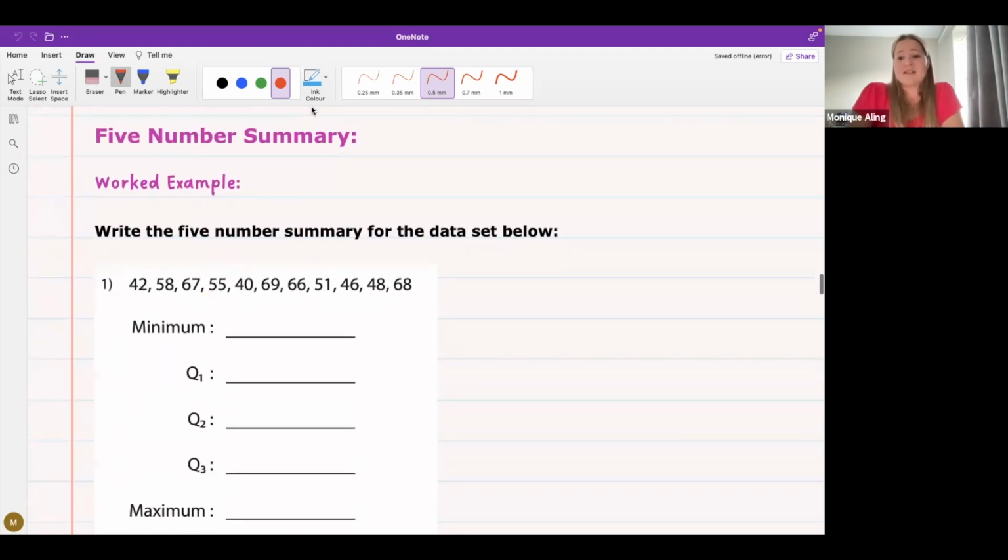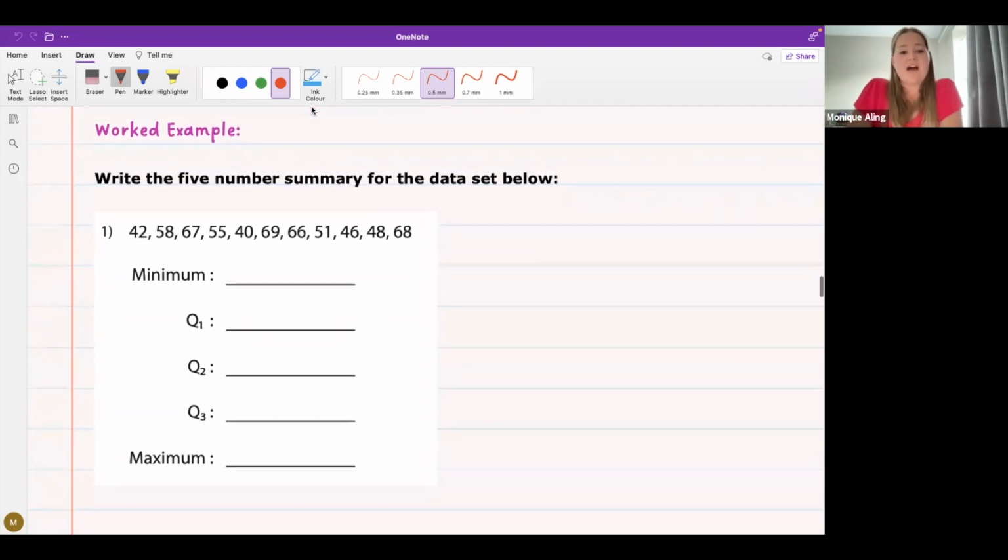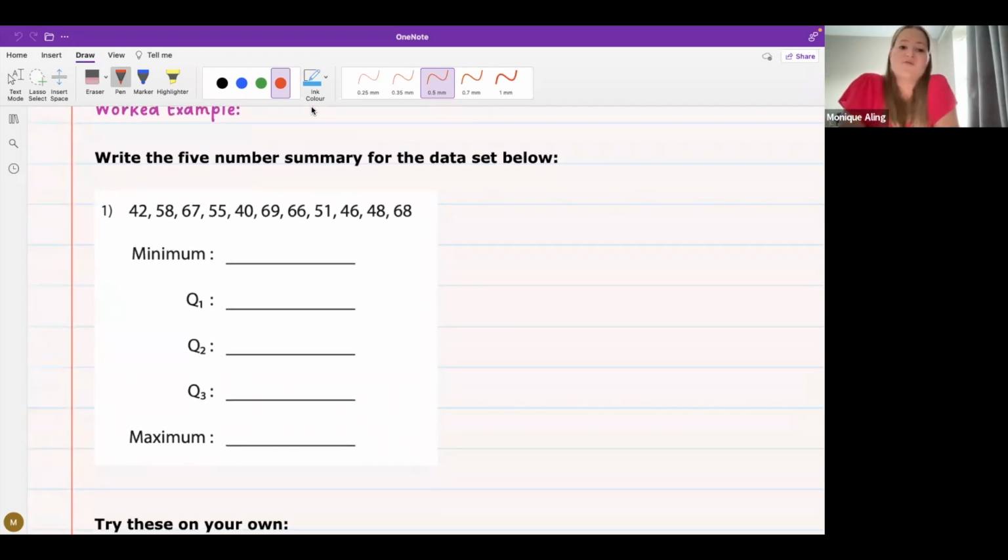A 5-number summary helps us do our box and whisker plots. We're going to move on to that just now. So just to remind you, building that step by step, we've learned how to find our quartiles. Now we need to figure out a 5-number summary. So that just includes our minimum and maximum value. So if we have a look at this worked example, it says write the 5-number summary for the data set below.